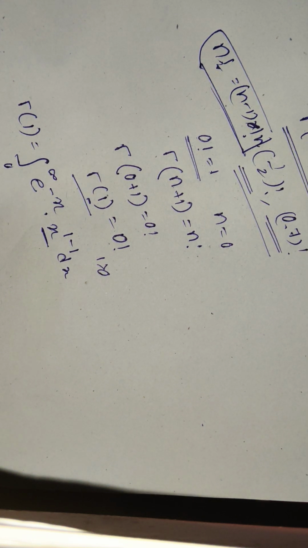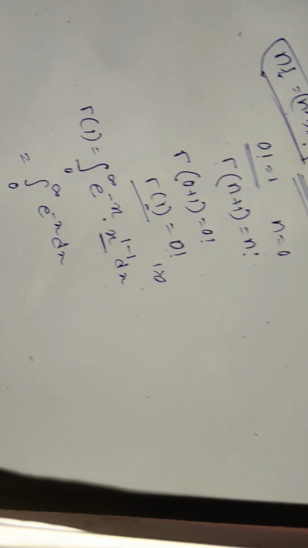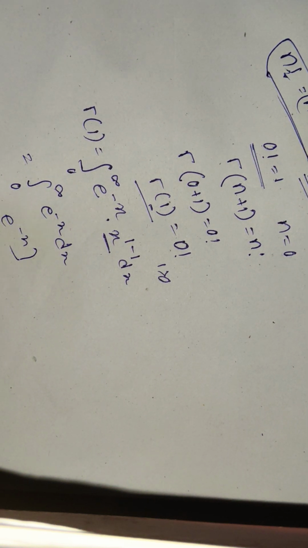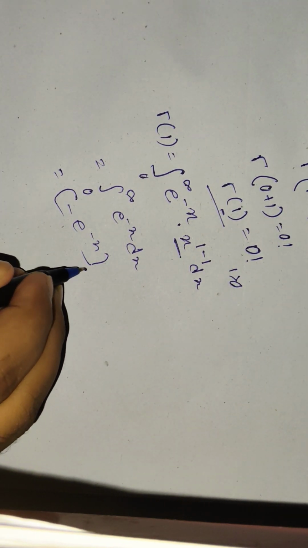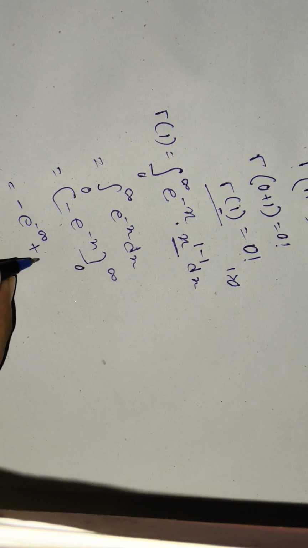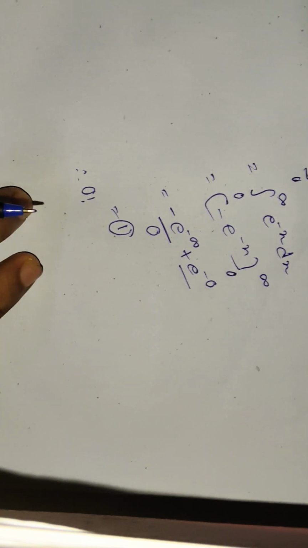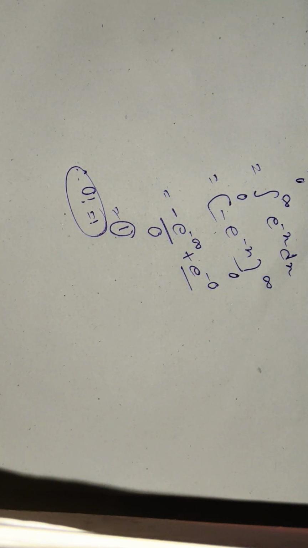So you have to integrate e to the power minus x with the limit 0 to infinity with respect to dx. The integration of e to the power minus x is nothing but minus e to the power minus x. I'm doing a step jump, I'm not explaining this portion. Hopefully you can understand. So this is minus e to the power minus infinity plus e to the power minus 0. This is nothing but 0 and this is nothing but 1. So the answer is 1. So 0 factorial is 1. Hopefully you can understand. Using the gamma function you can easily prove that 0 factorial equals 1.